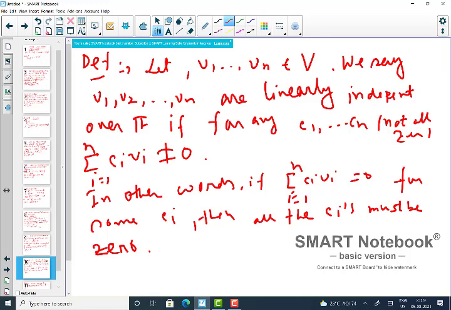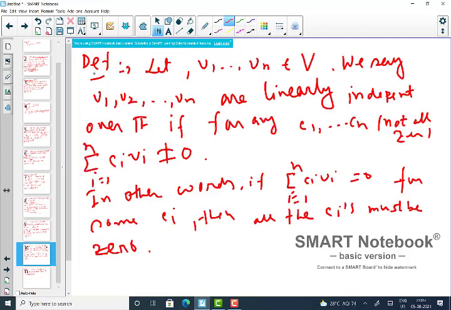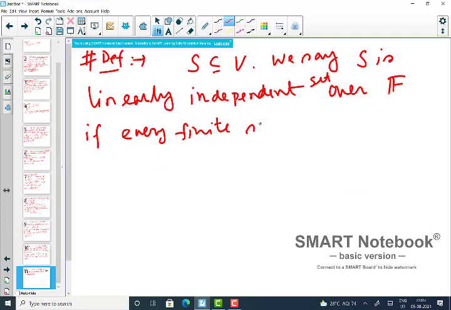Now come to my other definition for a set. I defined this for finitely many elements; now we can define it for a set. So if every finite subset of S is linearly independent, then the set S is linearly independent.